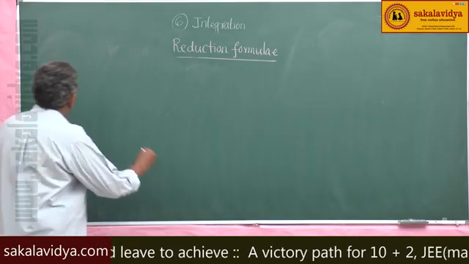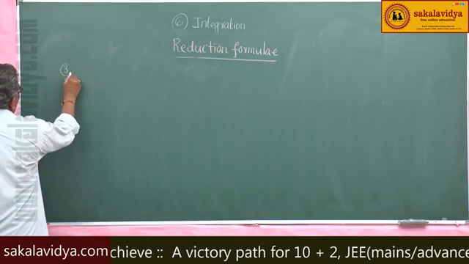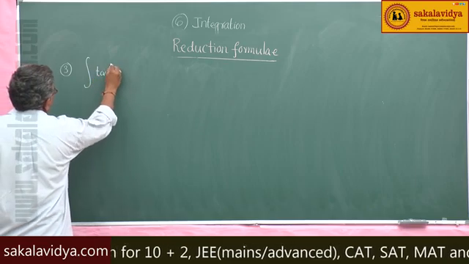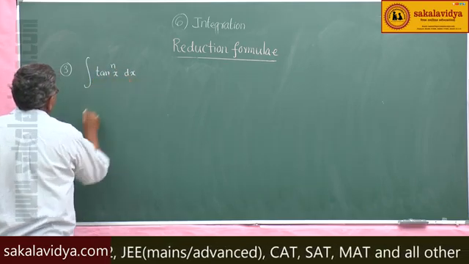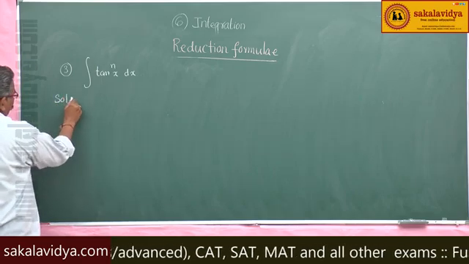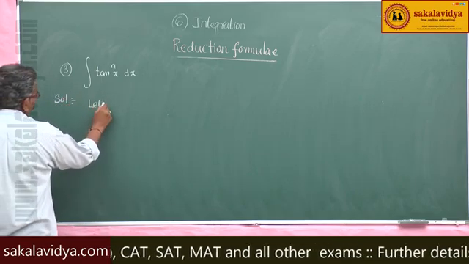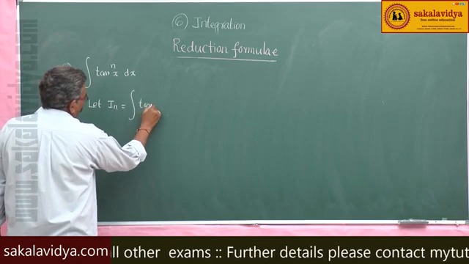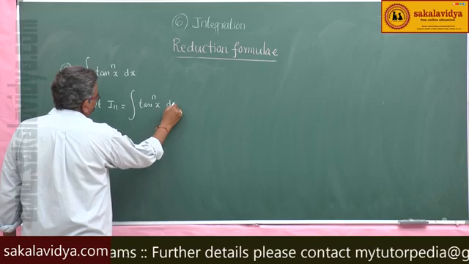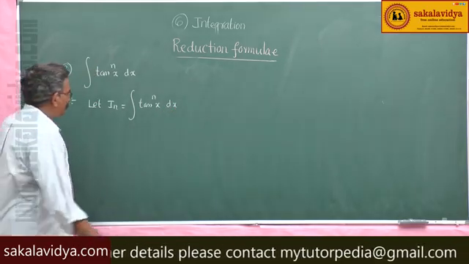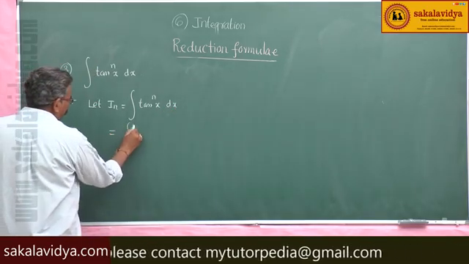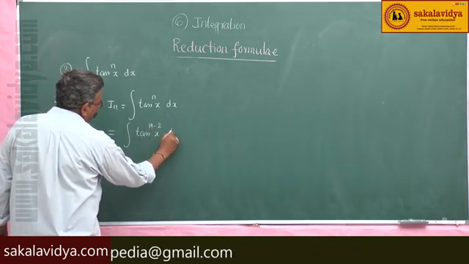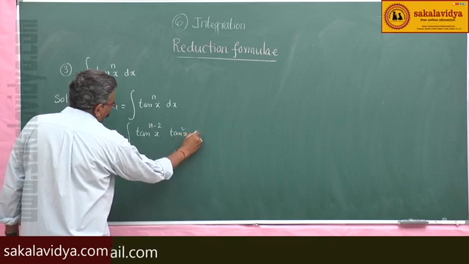Next reduction formula, integral tan x to the power of n dx. So now let I_n is equal to integral tan x to the power of n dx. So this can be written integral tan x to the power of n minus 2 into tan square x dx.